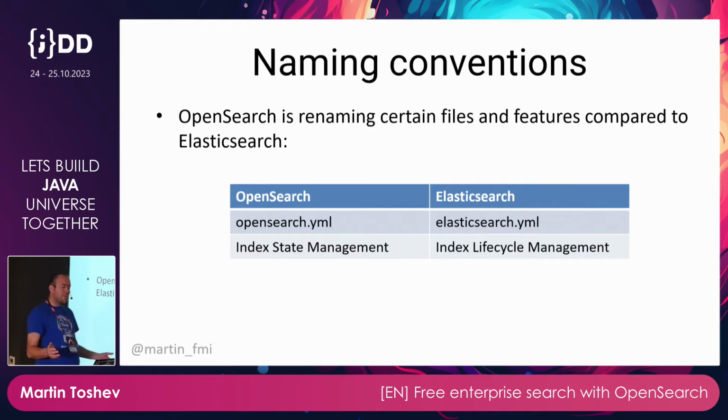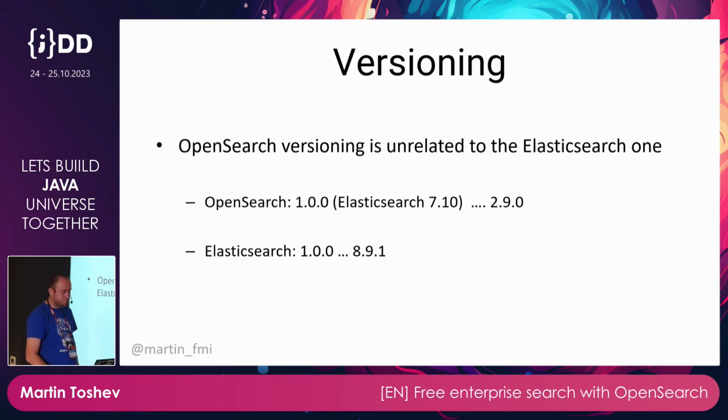In terms of naming conventions, because one product forked the other, some things have been renamed. So, for example, the main configuration file of OpenSearch is called opensearch.yml. It has the same structure as the main configuration file of Elasticsearch. Some features have been renamed. For example, index lifecycle management is called index state management in OpenSearch. So, in fact, you can see certain things being renamed, but they in fact refer to the exact same thing.